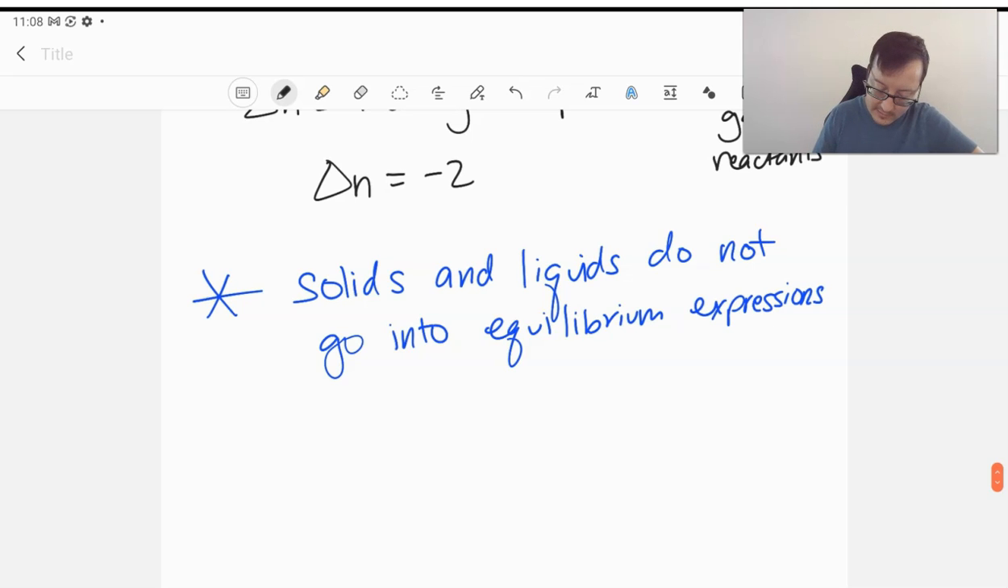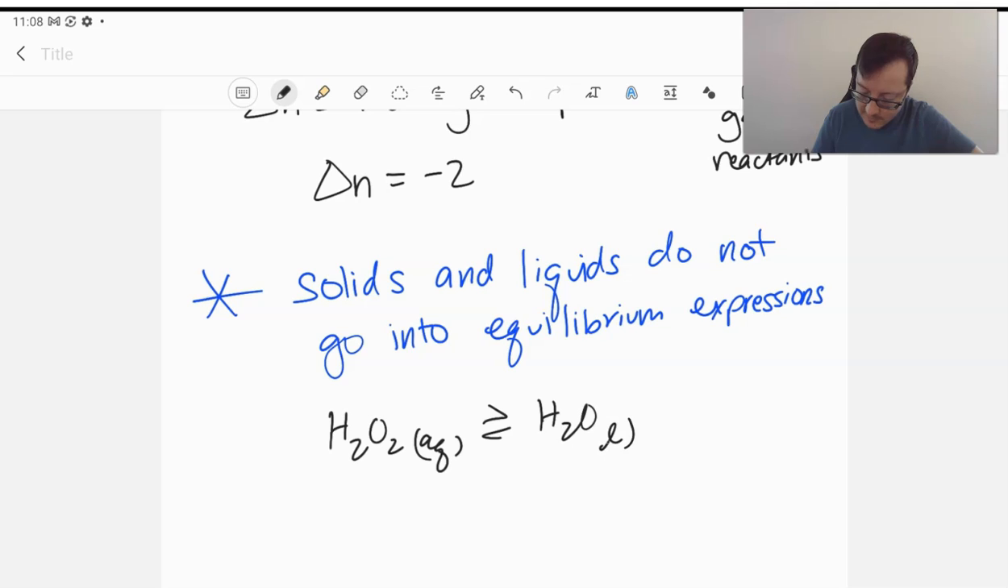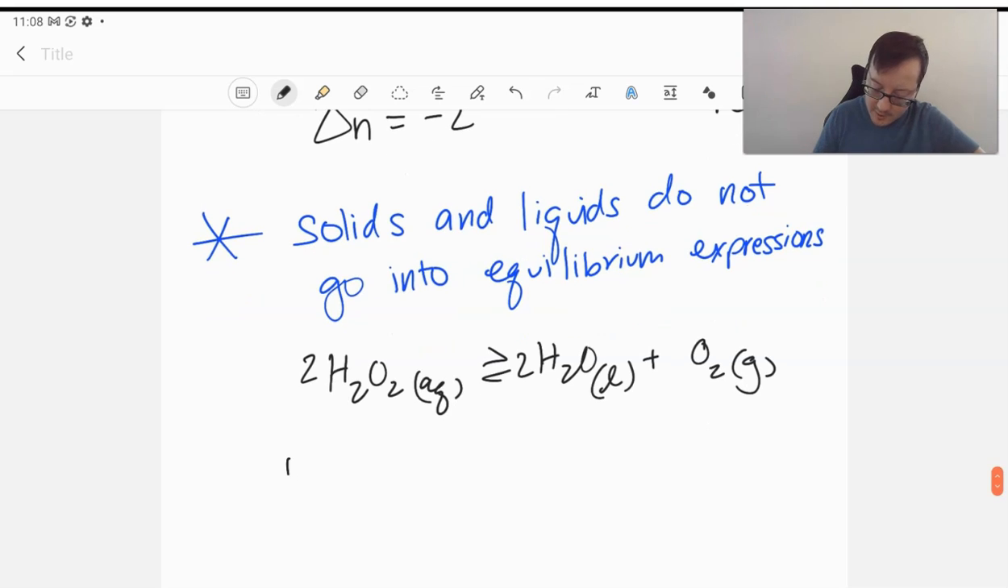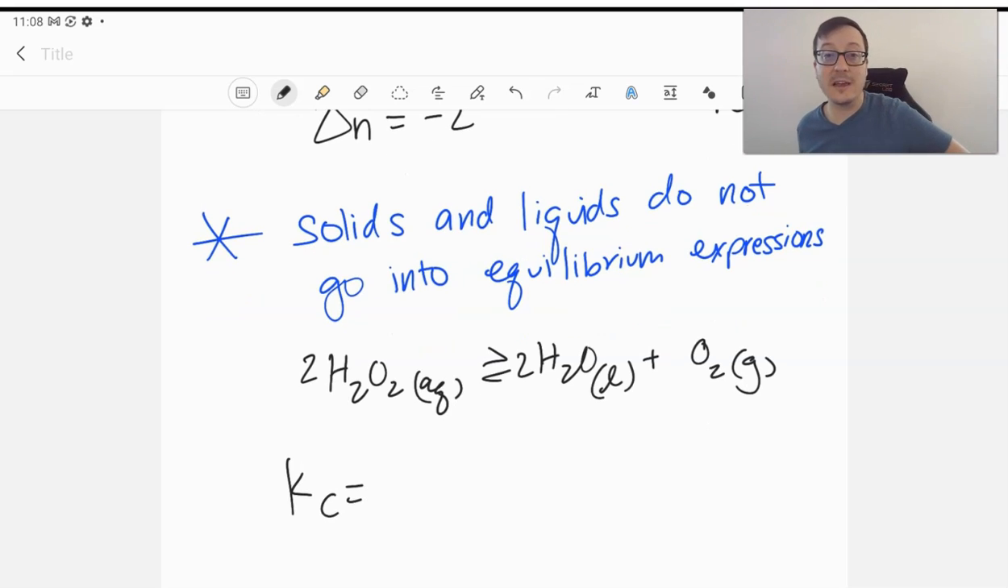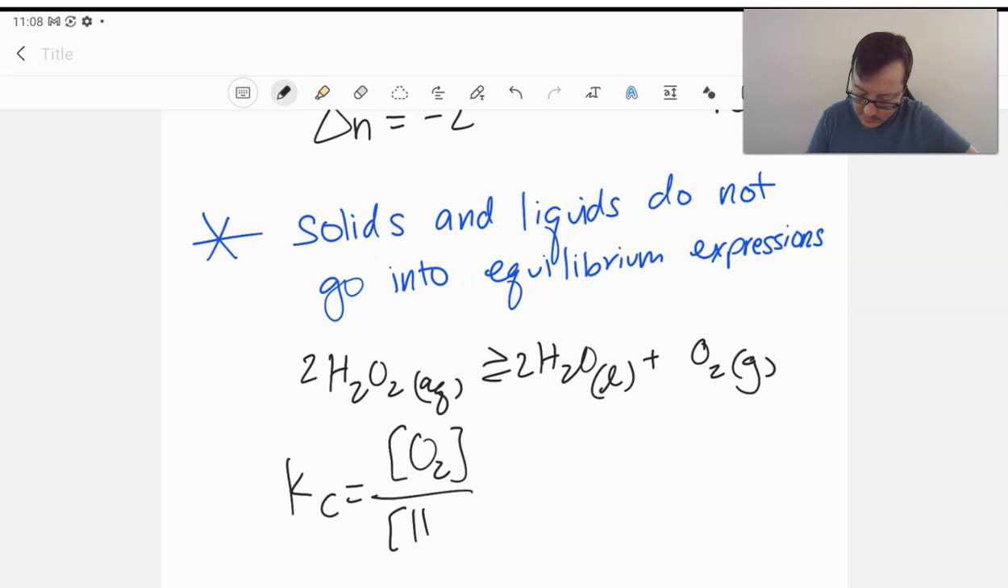And so if we take a look, let's say we've got H2O2, which is aqueous. That's breaking into water, which is a liquid, and oxygen, which is a gas. The equilibrium constant for this equation, we cannot include liquids in our equilibrium expression. So it's simply O2 over H2O2 squared. We do not include liquids or solids in our equilibrium expressions, only gases and aqueous things. So keep that in mind for next time. We'll take a look at how to use equilibrium constants in our next video.